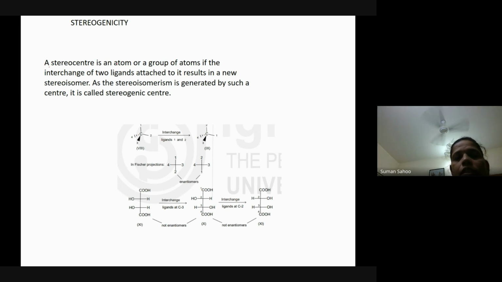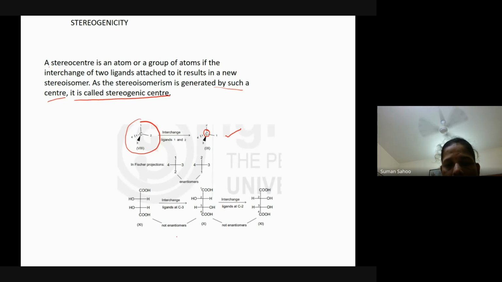A stereocenter is an atom or a group of atoms if the interchange of two ligands attached to it results in a new stereoisomer. As the stereoisomerism is generated by such a center, it is called a stereogenic center. Suppose consider this carbon. We have 4 different groups. If you just interchange two ligands, just their positions are interchanged, and you are getting a different new stereoisomer, then this carbon is known as your stereogenic center.